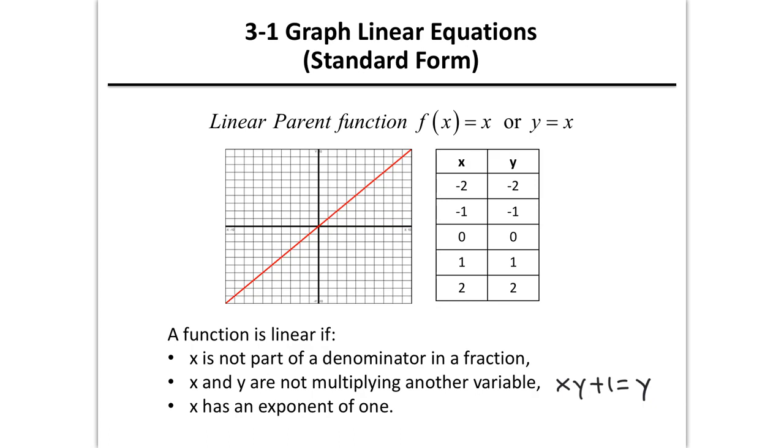It has to happen for all 3 bullets here. And if it does, then it is a linear function. Now, for the first one, x cannot be part of the denominator, this is what I'm talking about. You cannot have something like 1 over x plus y equals 7. Notice the x is on the bottom, the denominator of the fraction. That cannot happen if you want to say it's linear. If it is on the bottom, it's not linear.